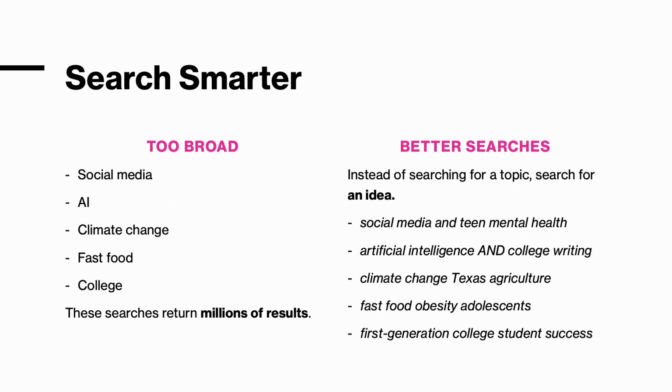It's also important to search smarter. There are millions and billions of things on the internet, and you don't want to wade through all of them. So topics like social media or AI or climate change, even fast food or college, is going to lend too many results. Instead, think about your topic and your question. So, how does social media impact teen mental health? Or how has artificial intelligence impacted college level writing? What is the impact of climate change in Texas agricultural? What is the link between fast food and obesity and adolescence?